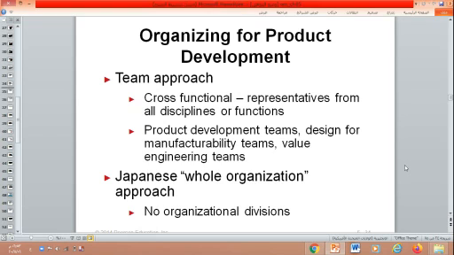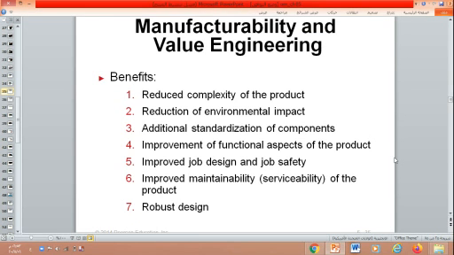Okay, the next slide is about manufacturability and value engineering. What do you mean by manufacturability and value engineering? It includes all of the activities concerned with improvement of design and specification at the research, development, design, and pre-production stages of product development.